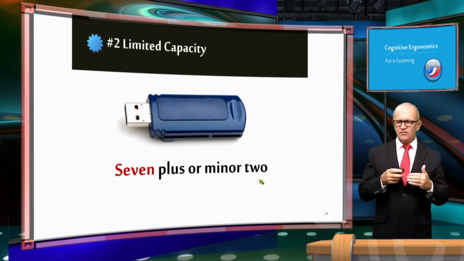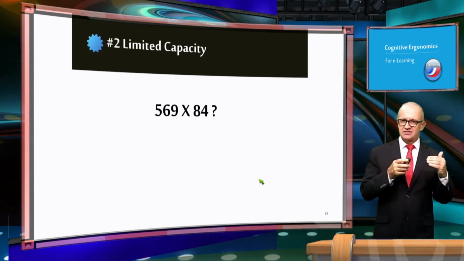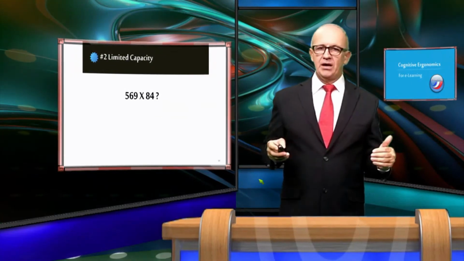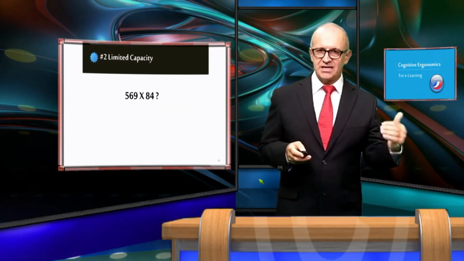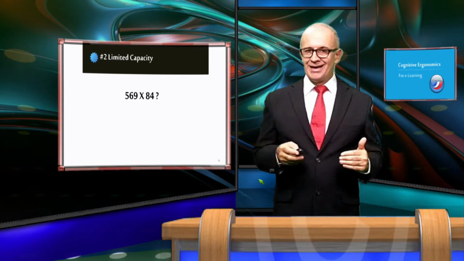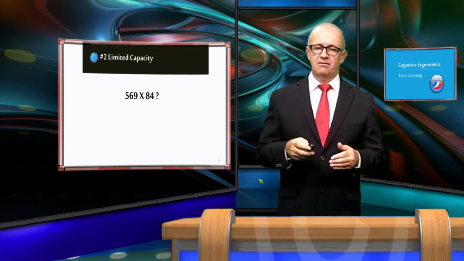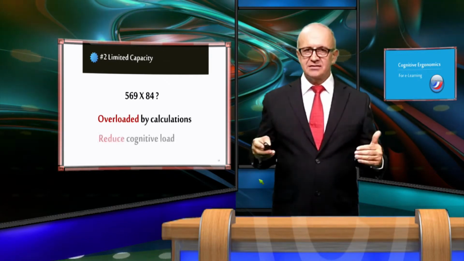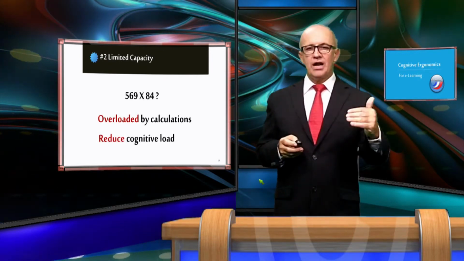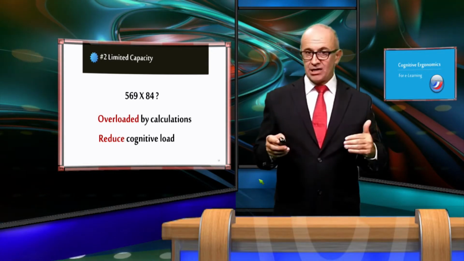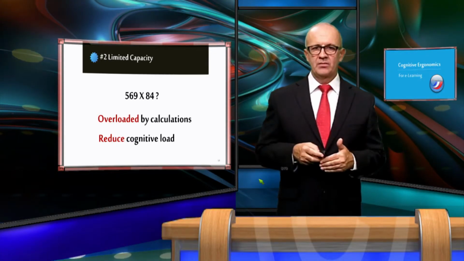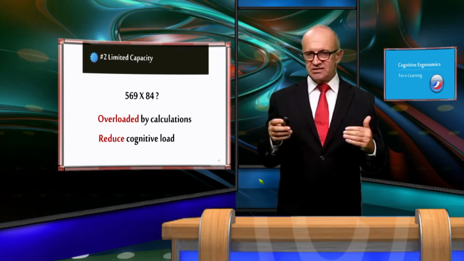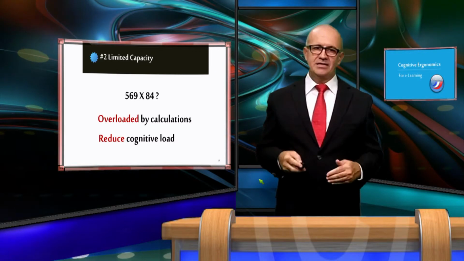For example, if you try to multiply 569 by 84 in your head, you won't be able to carry out another mental task at the same time because your working memory is overloaded by calculations. As a result, inappropriate contents or methods that overload the working memory make learning much more difficult. Consequently, it is necessary to reduce the cognitive load in order to facilitate learning.